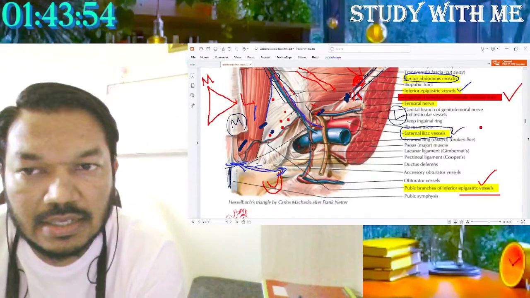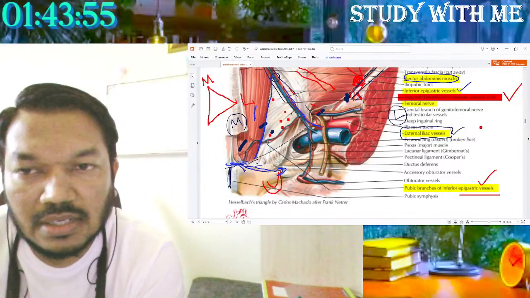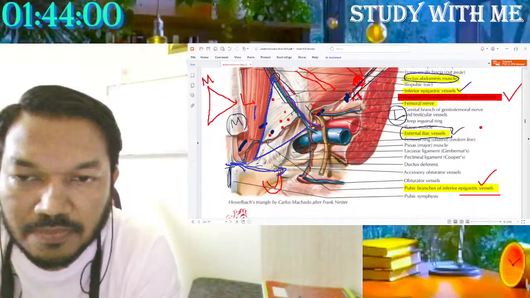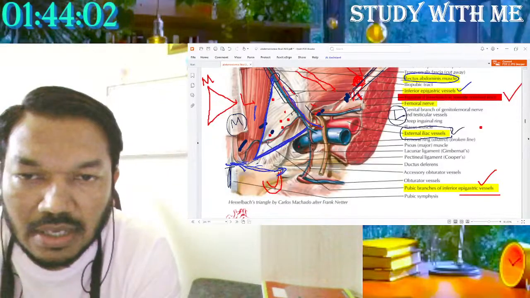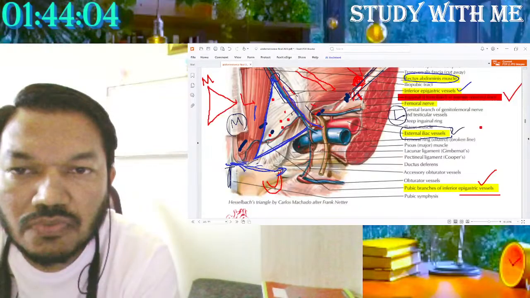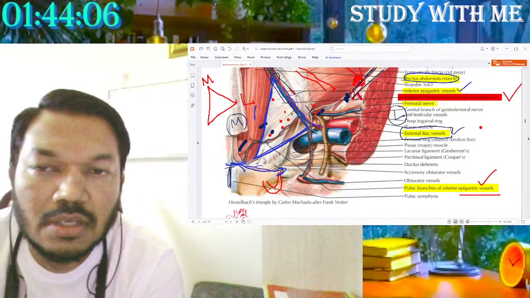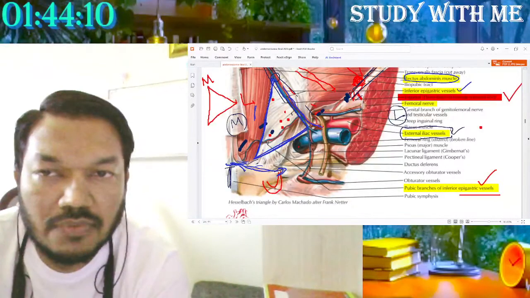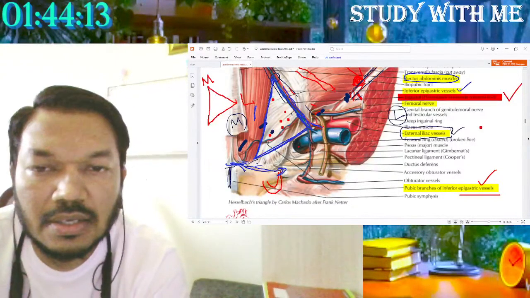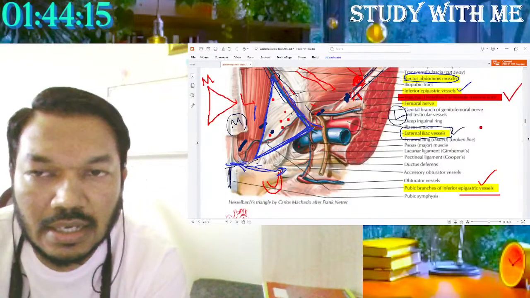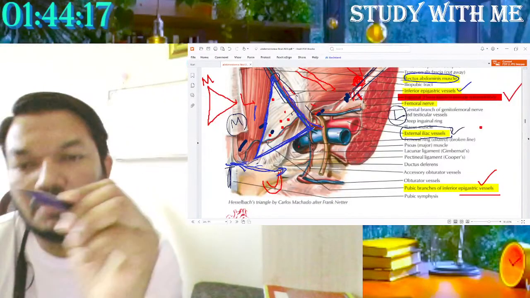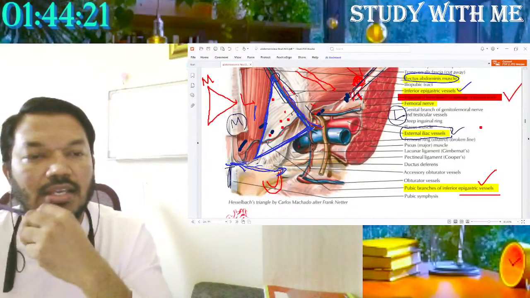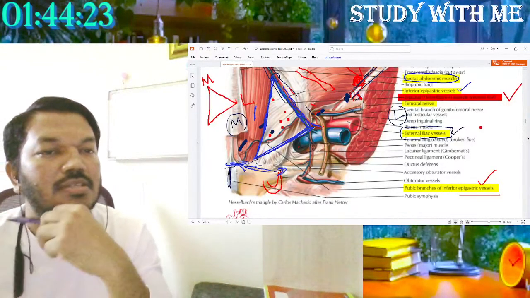This is the lateral border of the rectus abdominis muscle, and this is the inguinal ligament, and this is a border which is formed by the inferior epigastric vessel. So, inferior epigastric vessel, inguinal ligament, and lateral border of the rectus abdominis muscle, they are forming a triangle. This triangle is called Hasselbalch's triangle.